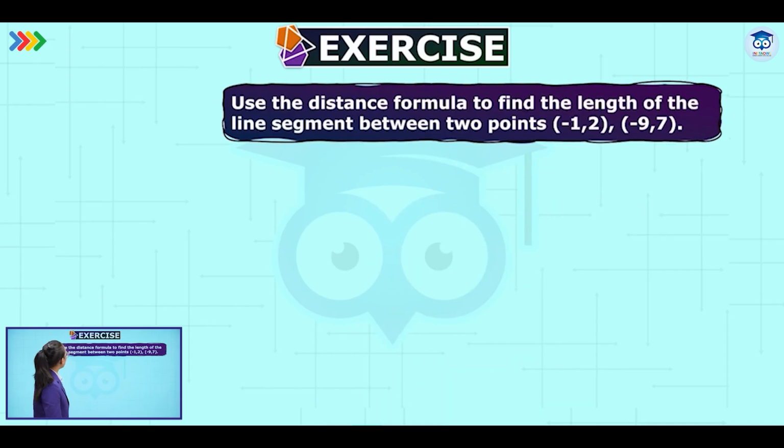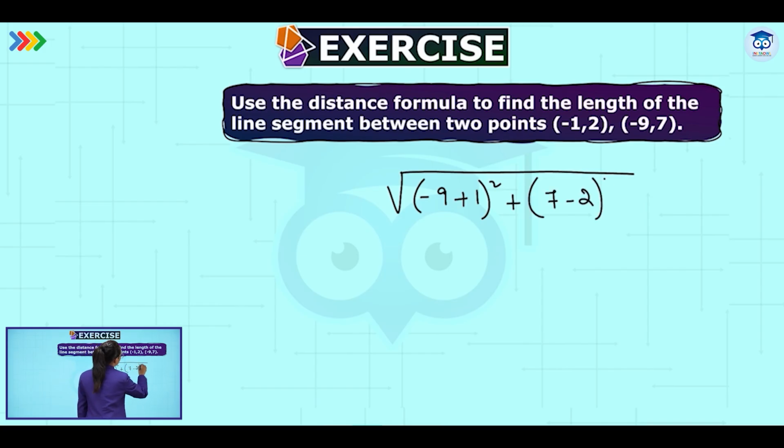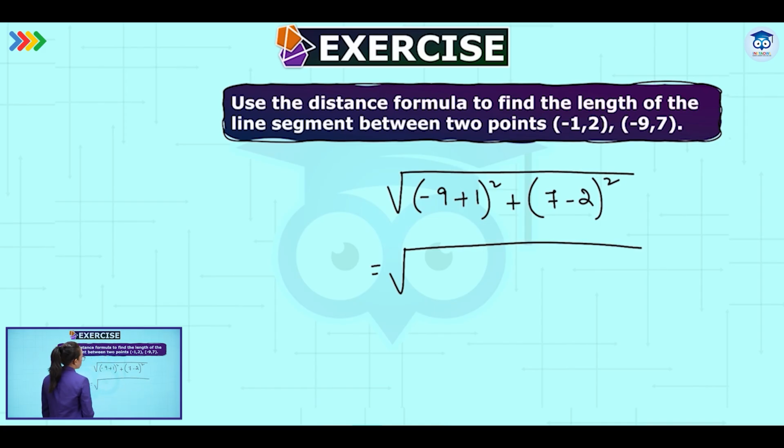Next, we have: use the distance formula to find the length between these 2 points. Here we can directly calculate the square root. So minus 9, plus, because there is a minus sign, minus of minus 1 becomes plus. So plus 7 minus 2 the whole square. So it is equal to the square root of, this is what, minus 8.